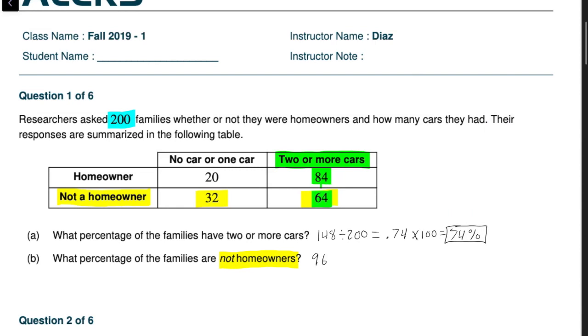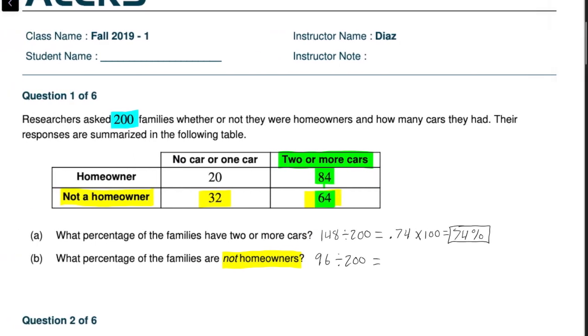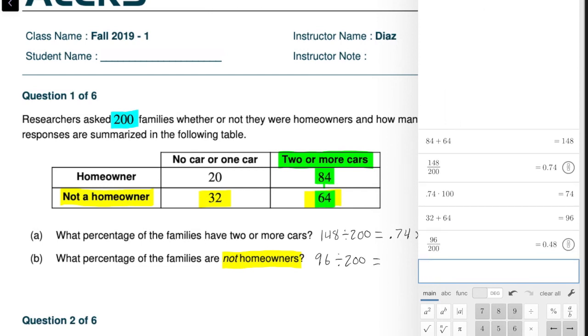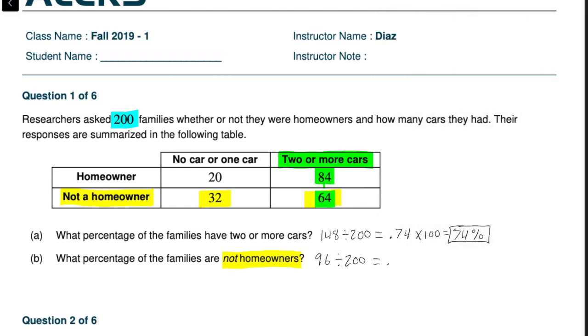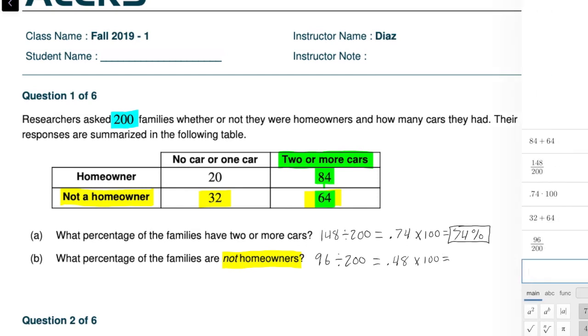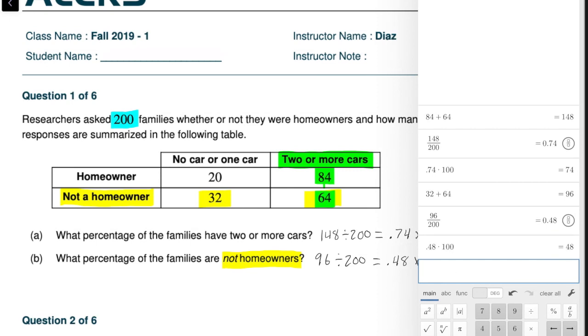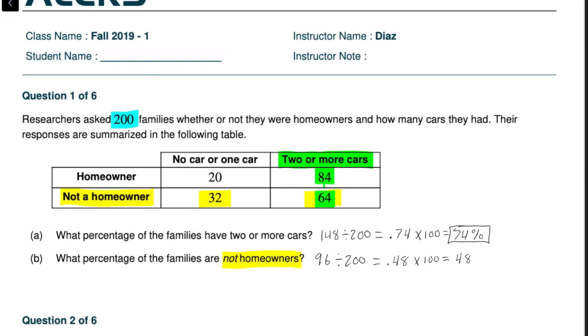So I have 96. To get the percentage again, I have to divide by the total amount, which was 200 families. So divide that by 200 equals, let's go ahead and type that into our calculator very quickly. 96 divided by the 200 gives us 0.48. And go ahead and multiply that by 100 to get the percentage. So 0.48 times 100 gives us 48. That is going to be 48%. And that is it for problem number 1.